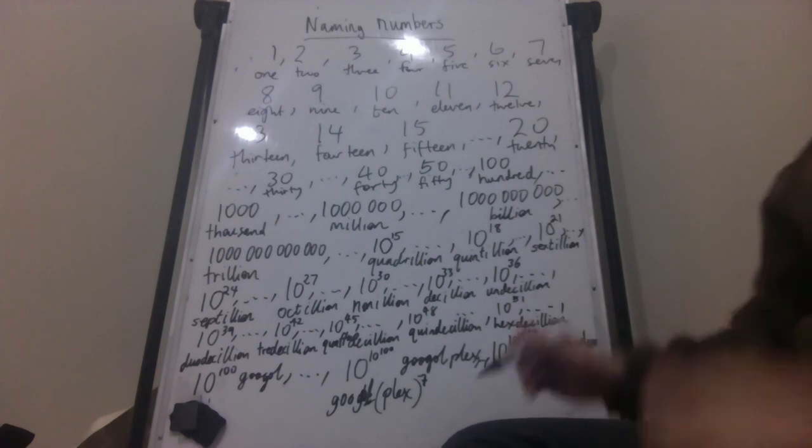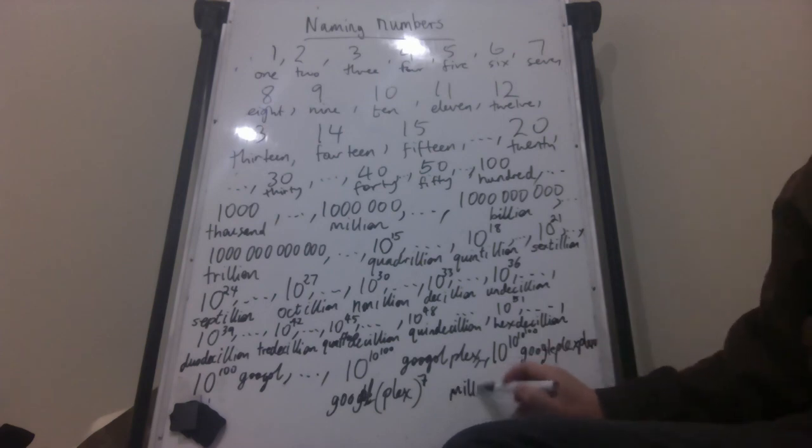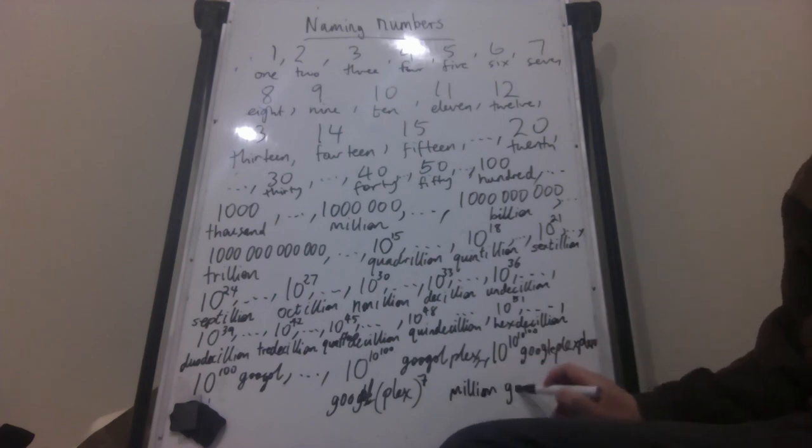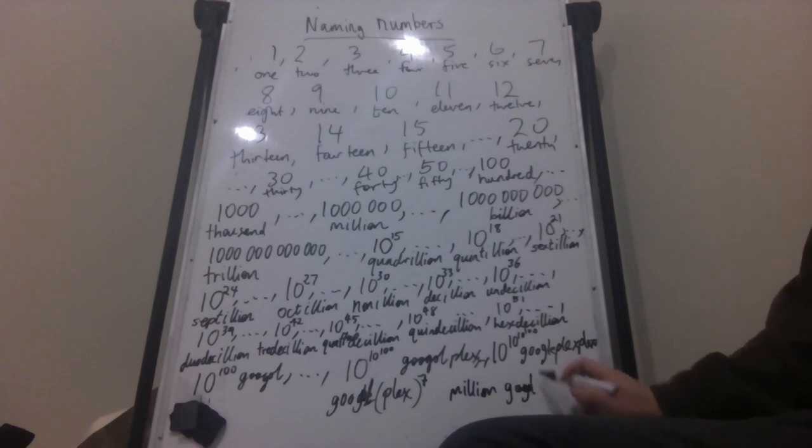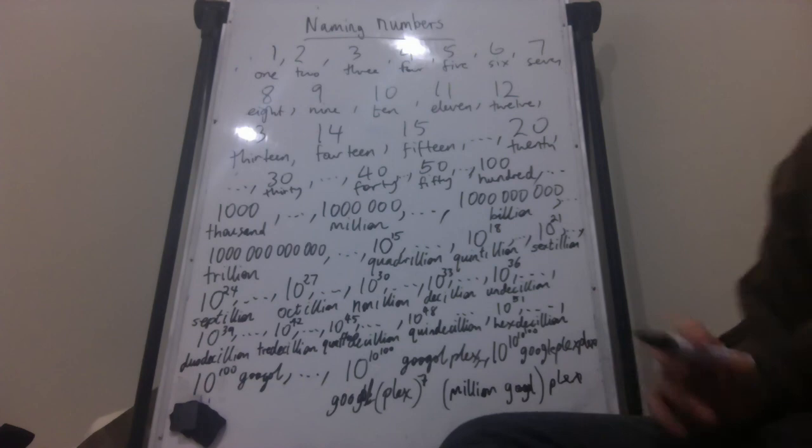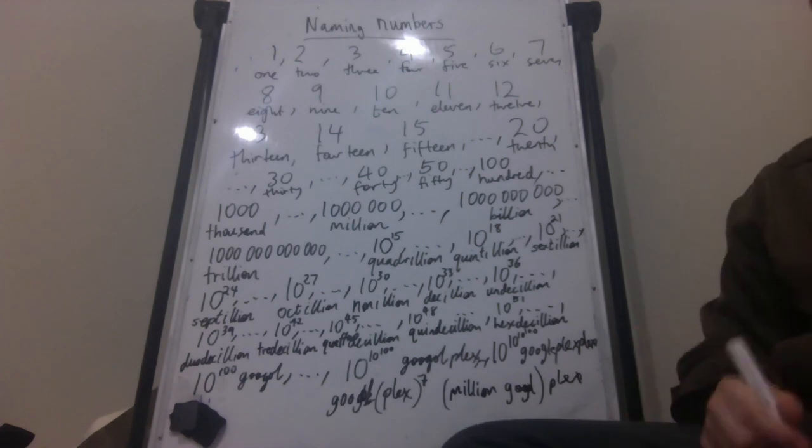But you've got to be careful. If you do million googol, where you put the plex, you put the plex after all of that, not with the googolplex and then a million.